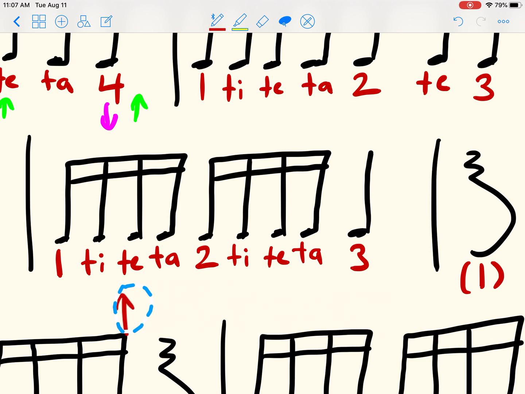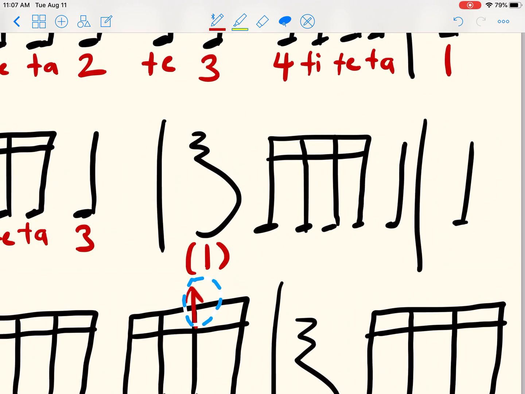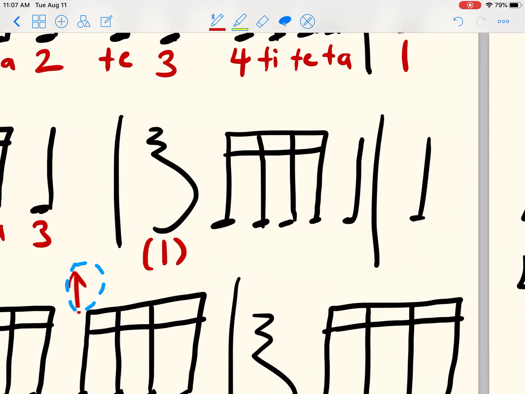Try it again. 1, 2, 3, 1, ready, go. 1 ti teta, 2 ti teta, 3, 1. Excuse me, I'll try it again. 1, 2, 3, 1, ready, go. 1 ti teta, 2 ti teta, 3, 1. Awesome. Moving on to the last two measures of this line.